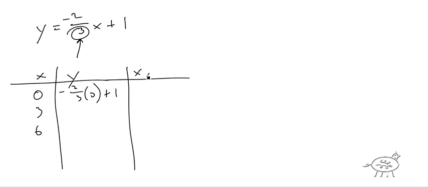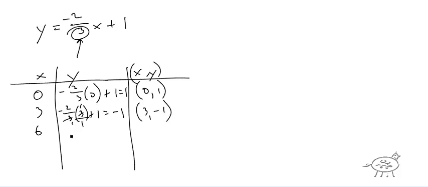And so, let's do the xy coordinate here. That's going to be equal to 1. So it's 0, 1. Next is negative 2/3 times 3 plus 1. Well, you cross cancel, it's a 1 and a 1. So it's negative 2 plus 1 is negative 1. So 3, negative 1. And then negative 2/3 times 6 plus 1 is, that's a 2 and a 1, so it's negative 4 plus 1 is negative 3. So it's 6, negative 3.